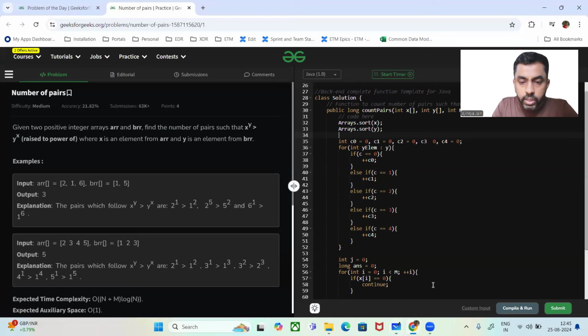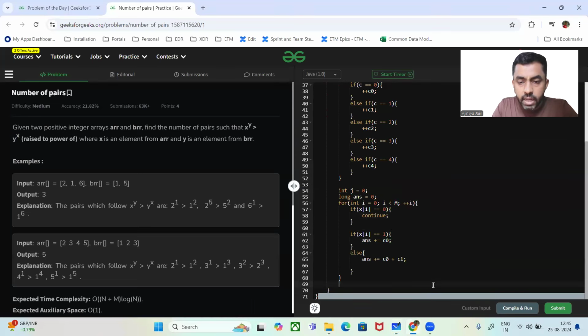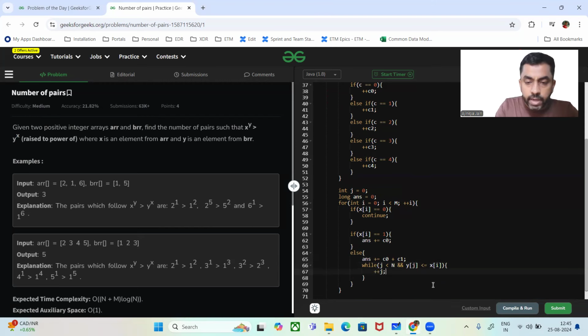So what we are going to do? We have sorted the array. Now we will find that particular jth position wherein it is greater than the x element. First of all, if y of j is less than or equal to x of i, then we'll continue incrementing the jth position. Once it violates, once we find that at a particular y of j it is greater than x of i, then we will break this.